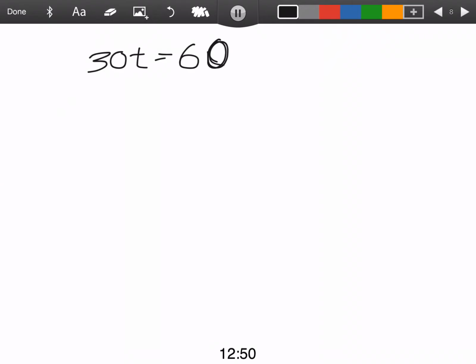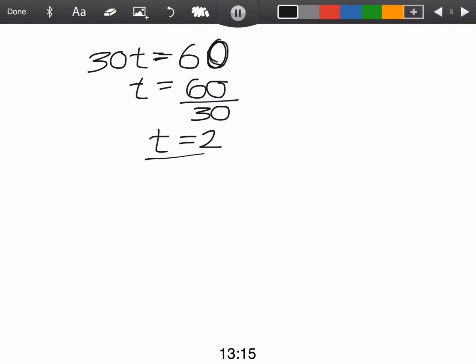The question said, find the time, find out when the bouncer or whatever it was at that height. So t, find out the time, find t. This is not finished, we can't leave it like this. How do you find t? Well, how do you get rid of that wee number 30 there? What do you do? 60 divided by 30. So what's t? 6 divided by 3, 60 divided by 30, well, it's going to be 2. So the time is 2 seconds.